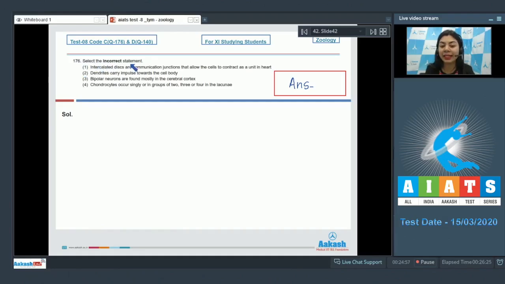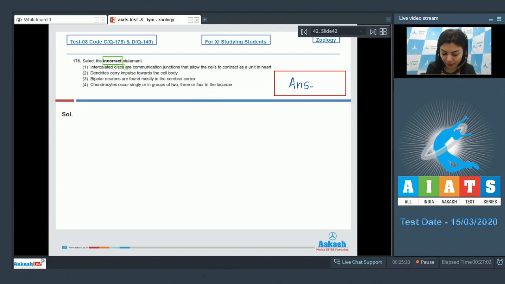Question number 176, select the incorrect statement. Intercalated discs are communication junctions that allow the cells to contract as a unit in heart. Dendrites carry impulse towards the cell body. Bipolar neurons are found mostly in the cerebral cortex. Chondrocytes occur singly or in groups of 2, 3 or 4 in the lacunae.